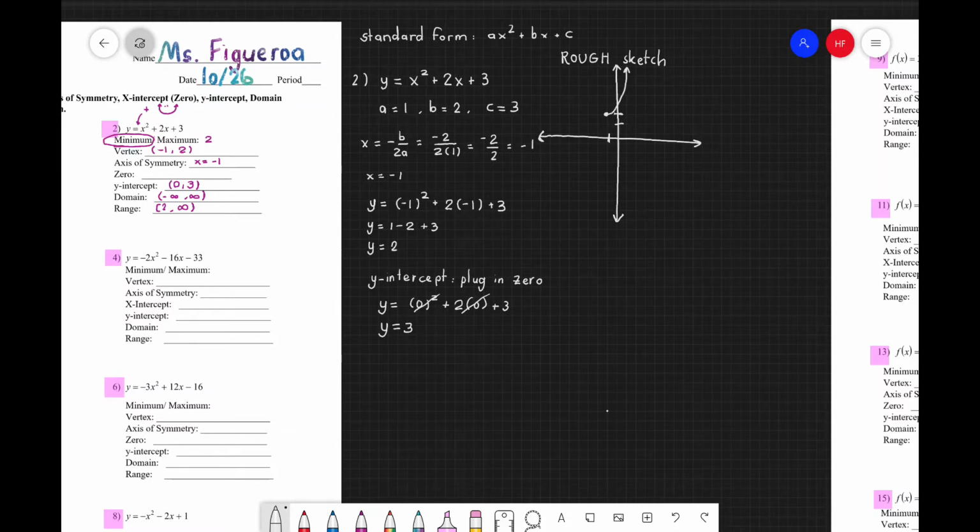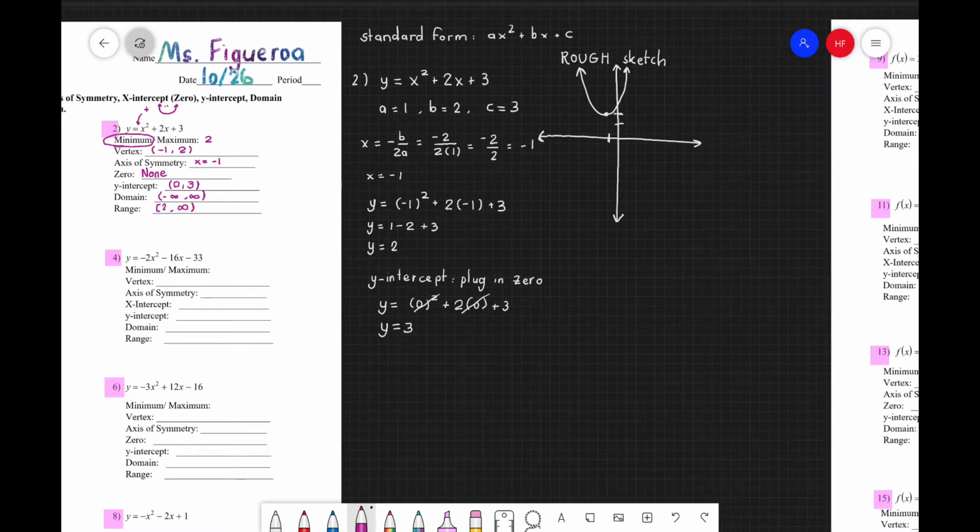Remember, we're facing up. I don't know how wide it is. I don't know what points it's hitting exactly, but I know that it's facing up and my lowest value is 2. Because of that, I'm never crossing that x-axis. So there's no way I could have any zeros. So for zeros, I would say none. And then I am done with number 2.